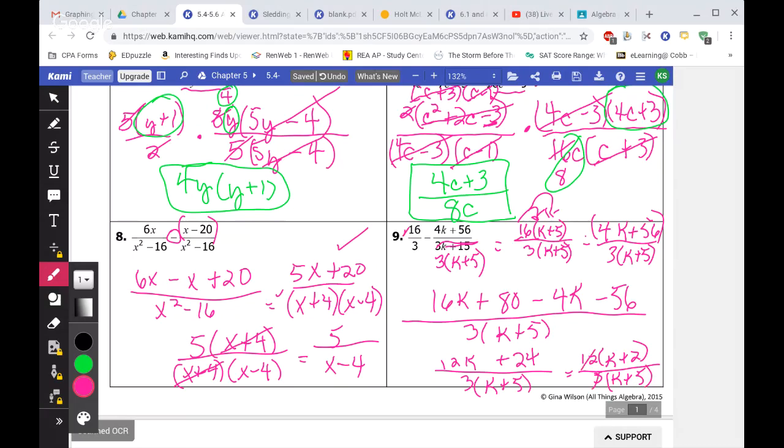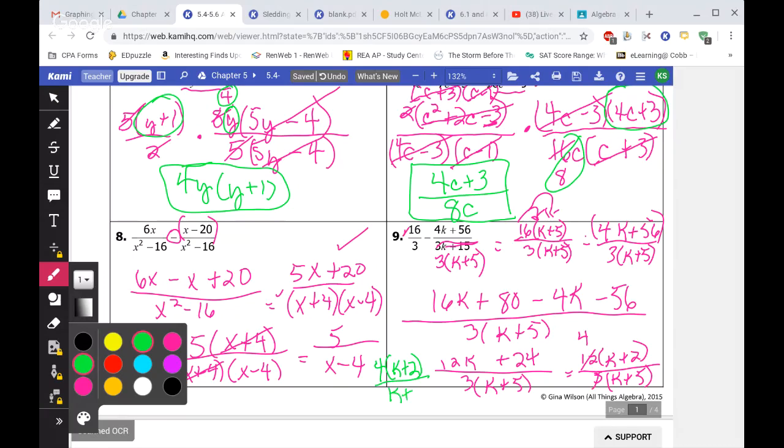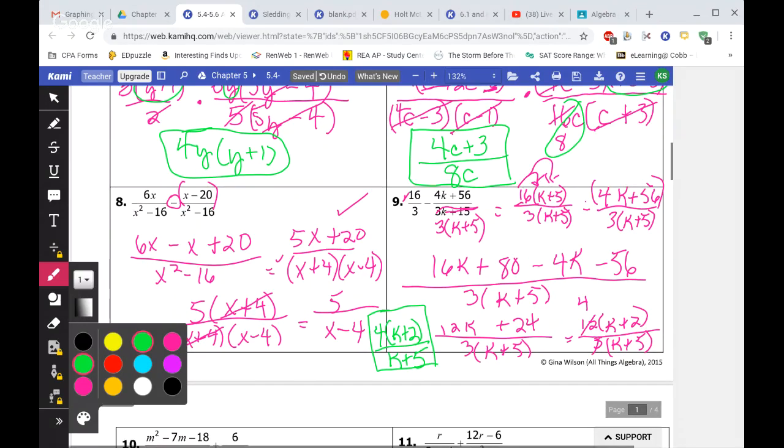And then that changes to a 4. So then my final answer is, I'm going to write it in green because it's all cattywampus. Sorry about that. K plus 2 over K plus 5. Can you see that? Yeah. Okay, there. I'll scoot it up a little. Does that help?